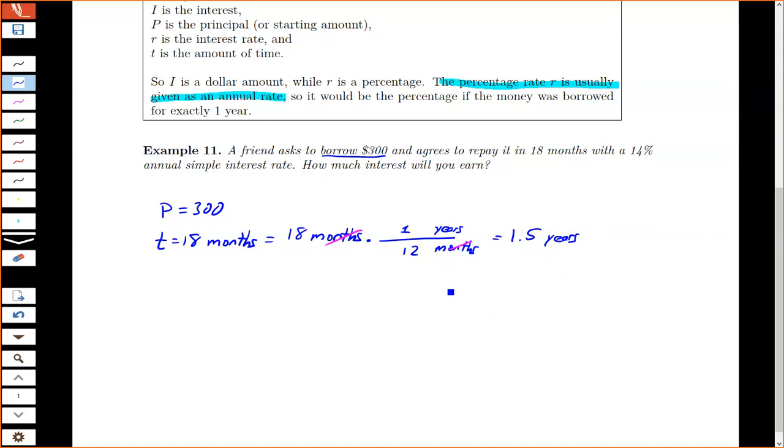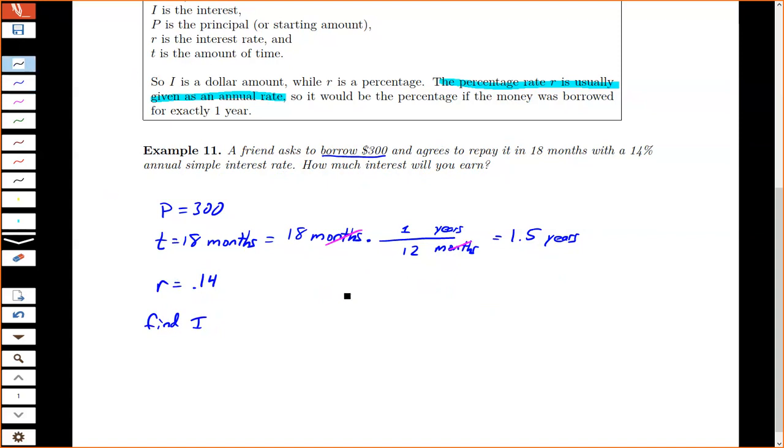Okay. So that's our time, and then our rate is 14%. I want to write that as a decimal though. And the amount of interest, I, is what I want to find. I think it's very helpful to be able to go through and identify what you have in your problem and what it is that you're looking for. And then we plug in the formula.